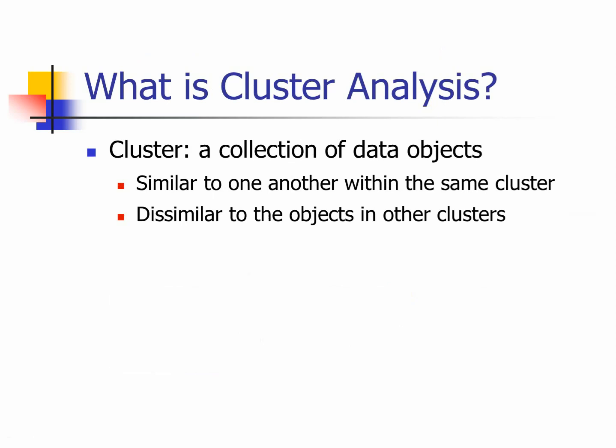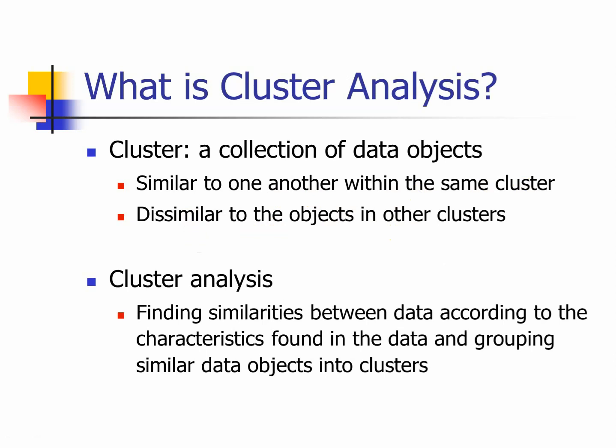Clustering is basically a collection of data objects. What you're trying to do is simply put similar things together and form different groups for different things, similar to one another within the same cluster. So if they are similar, you want to put them into the same cluster. If they are not, then they are dissimilar to objects in other clusters. That's what clustering is trying to do.